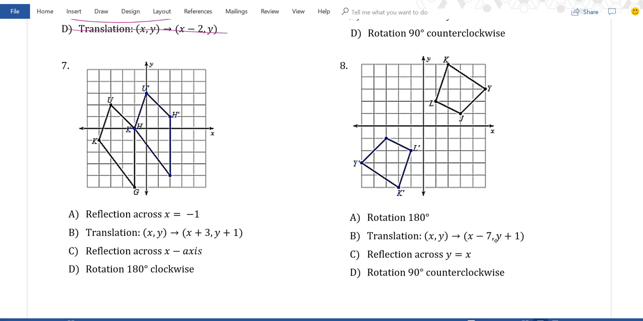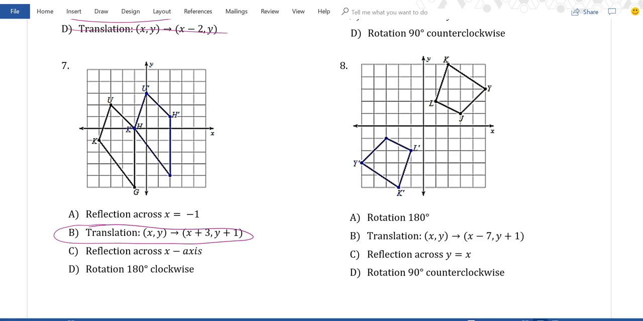So let's try the U first. Right 1, 2, 3, up 1. Okay, that one works. Let's try my K: right 1, 2, 3, up 1. We're good there. H: 1, 2, 3, up 1. And G: 1, 2, 3, up 1. So it works for all the points. We got kind of quick with that one. Our answer is going to be B.